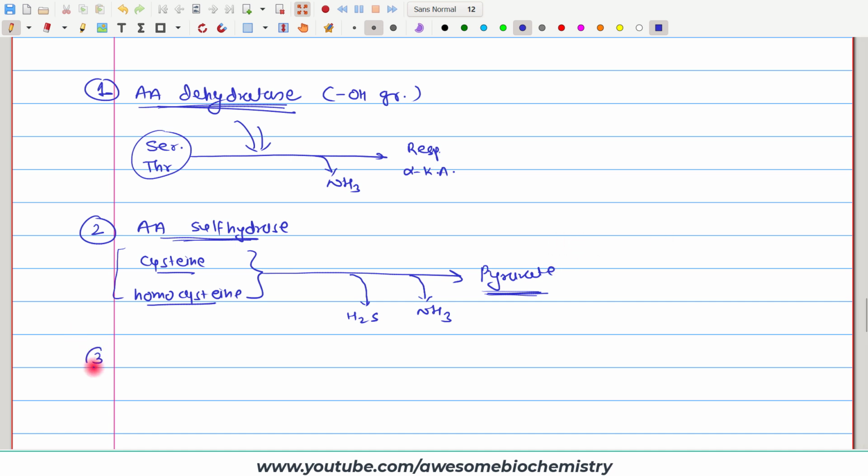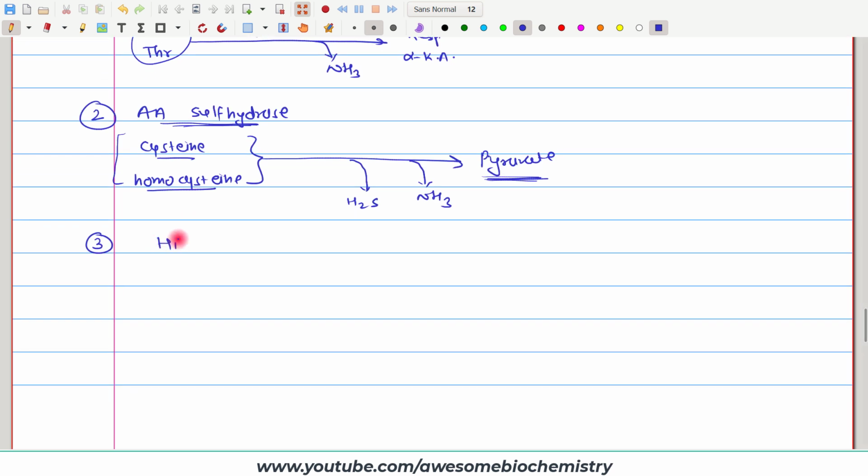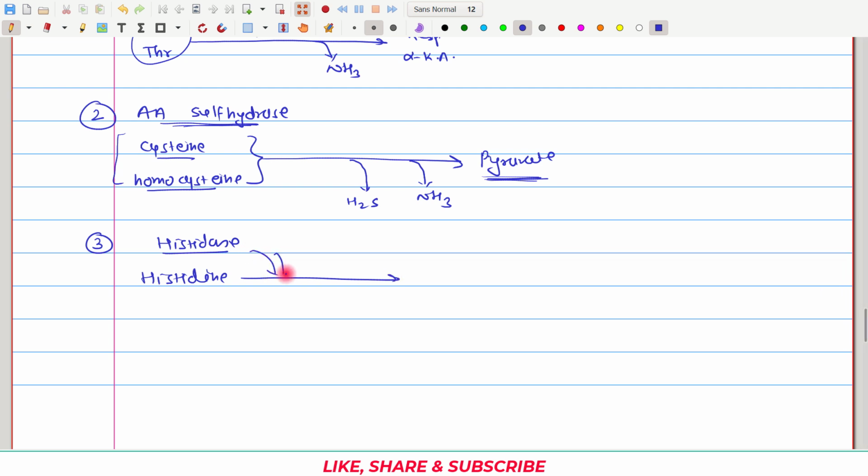And the third and last mechanism for deamination is by histidase. As the name suggests, histidase acts on histidine. Here the amino group of the histidine is removed as ammonia, and its respective alpha keto acid is urocanate. So, this is how oxidative and non-oxidative deamination occurs.